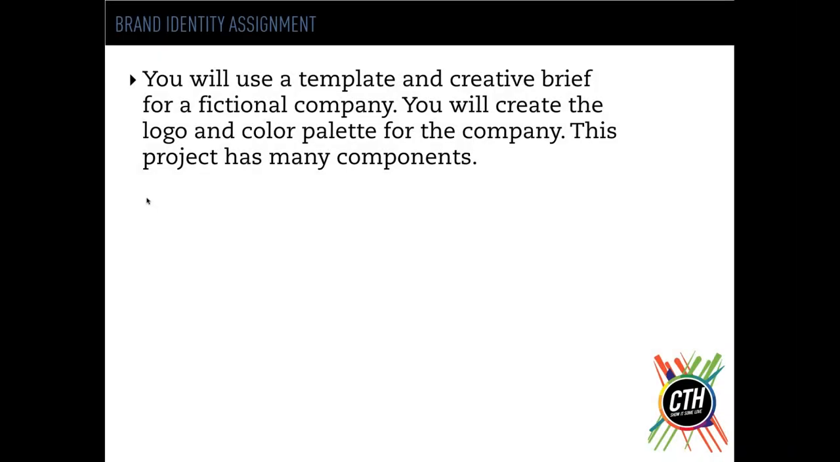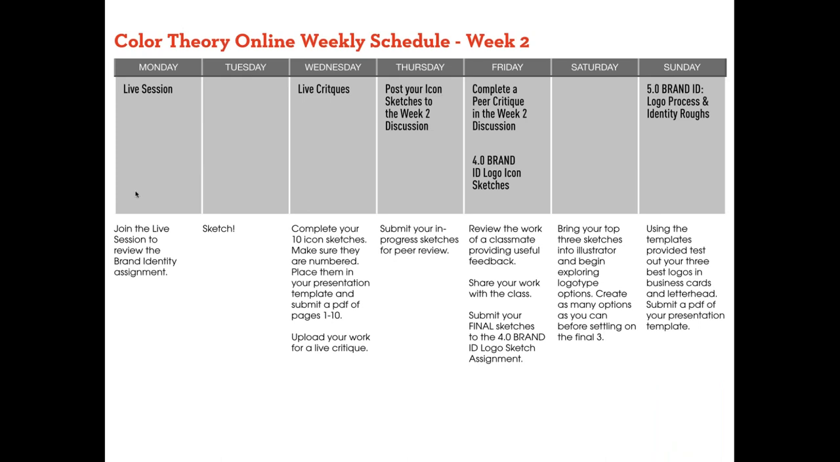Back to my lecture. All right, so this is what this week looks like. This week, you're basically creating a logo. And there's a couple of steps. This is my process that I want you to go through. So here's the live session. You're going to sketch out a logo icon and submit that for discussion by Thursday. On Friday, you should complete your logo sketches and then jump into the next part of it, which is the logo process and identity roughs. What you're really doing is you're creating 10 icon sketches, narrowing them down to 3, which you're going to explore in the 5.0 assignment. I say it's like The Bachelor. So you do 10 sketches, 3 of them get the rose and get to go on a special date with Illustrator. So that's what you're doing.